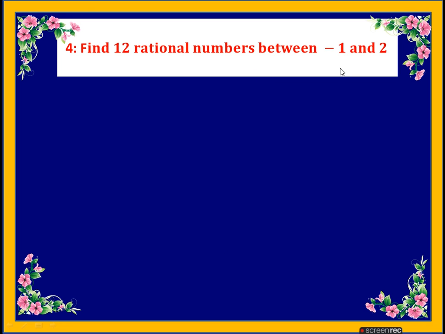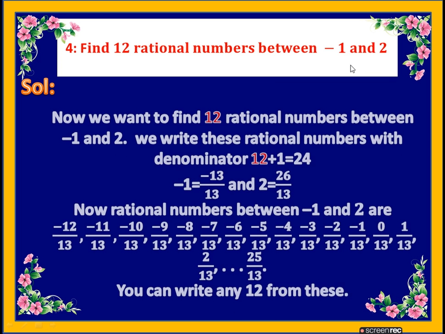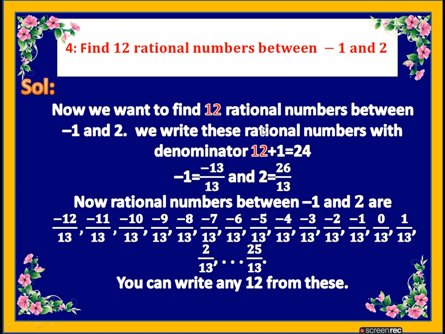Find 12 rational numbers between -1 and 2. We want 12 rational numbers between -1 and 2. Just you take normal number line. There are only 1 and 0 between -1 and 2. That is the integral number line. But here we want 12. So that's why we take 12 plus 1, denominator is equal to 13. Here also they wrongly noted that this is not 24. So this is 13.